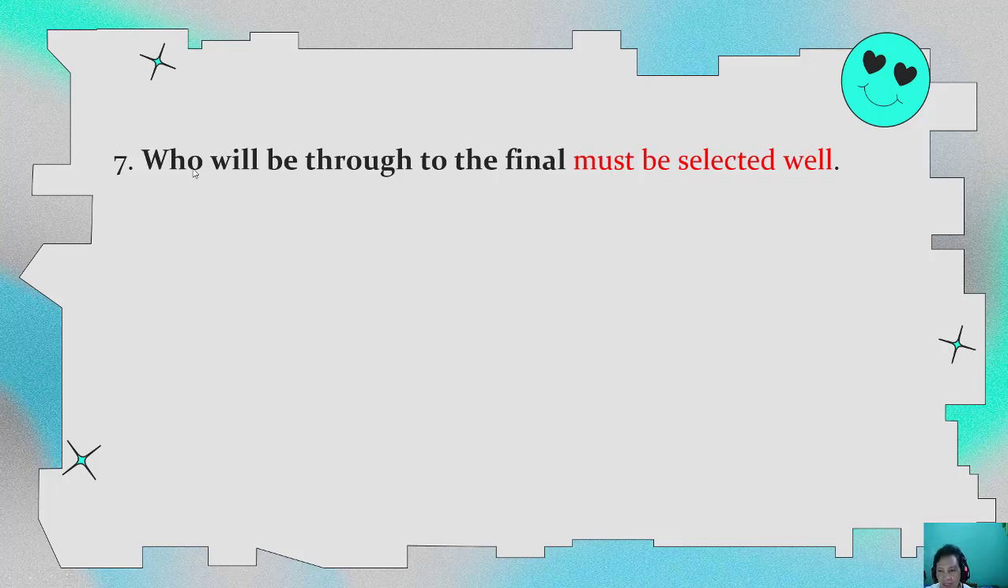Noun clause is a clause that replaces the noun. The noun is here. Because the question word here is who, so the noun is persons. The contestants must be selected well. The contestant must be selected well. So the contestant is changed into the noun clause who will be through to the final.